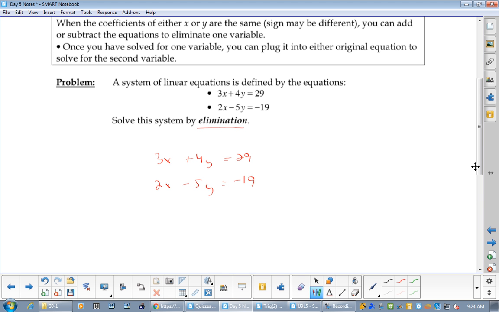Now, like I've always talked about chess, right? You got to be thinking ahead. I want to get rid of either the x's or the y's. I can add the two lines together, I can subtract, I can do what I want. But right now, I've added, subtracted, not going to work. But what if I wanted to get rid of the x's? Could I just multiply the top line by anything to make the x's the same in the top and the bottom?